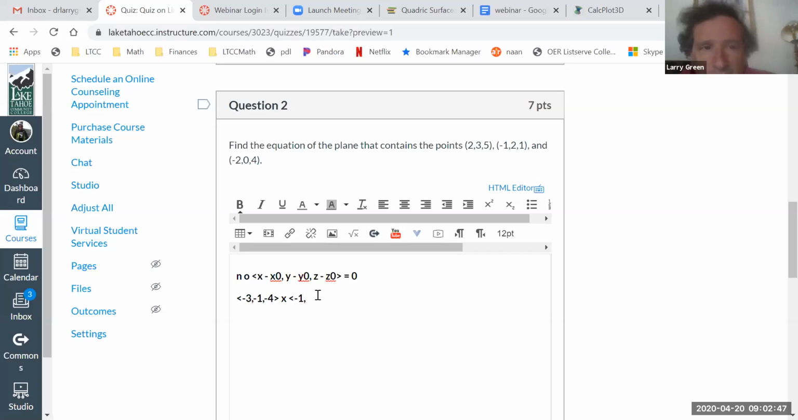And then we have 0 minus 2 is -2. And then we have 4 minus 1 is 3. Let me write, that was n. Any questions on how I got the two displacement vectors? Any questions on that?